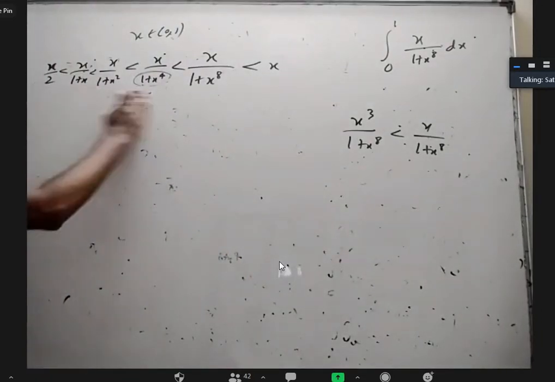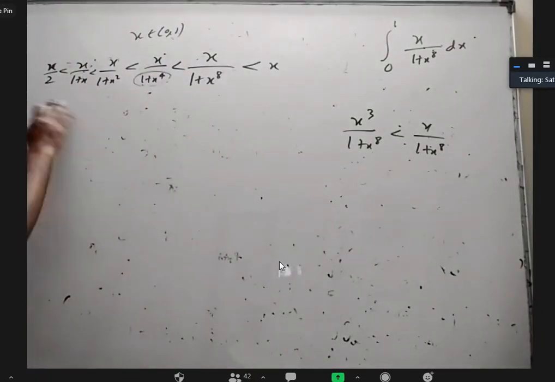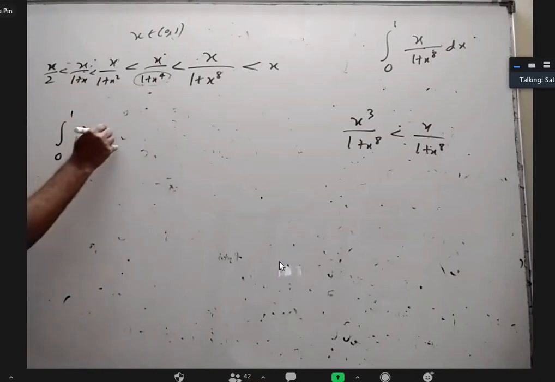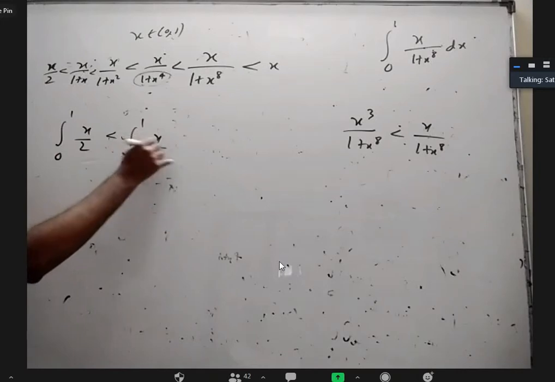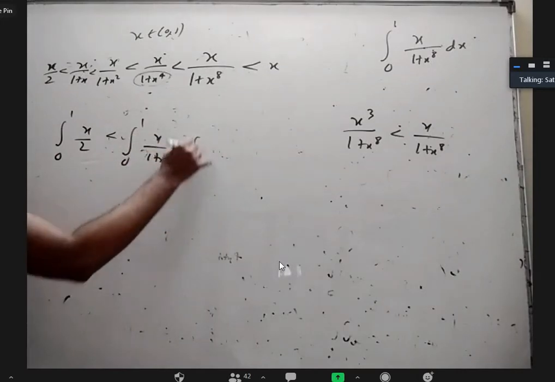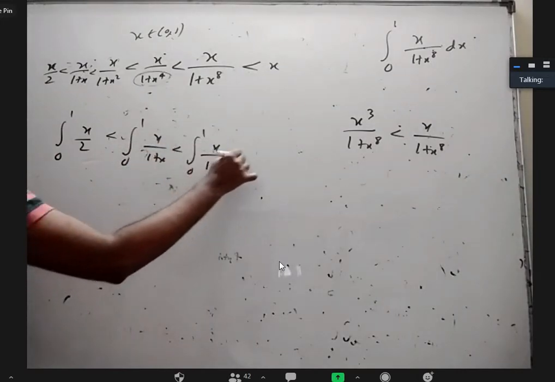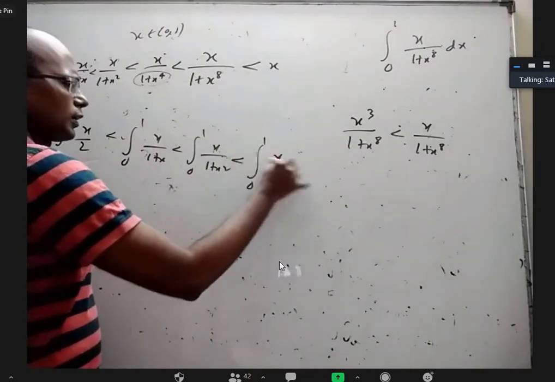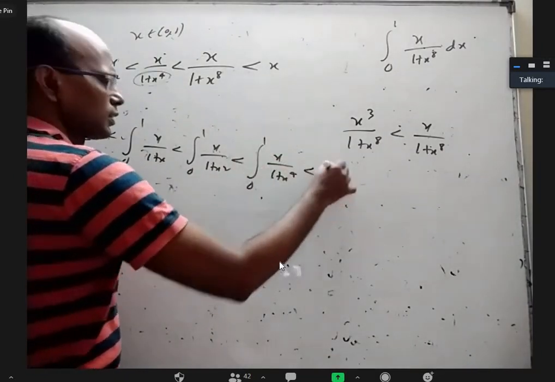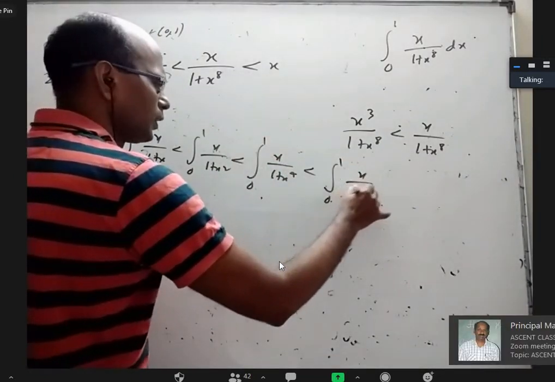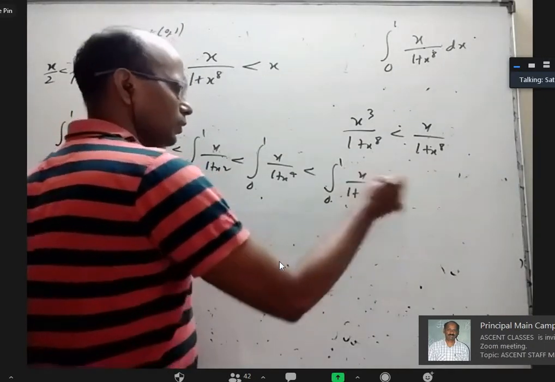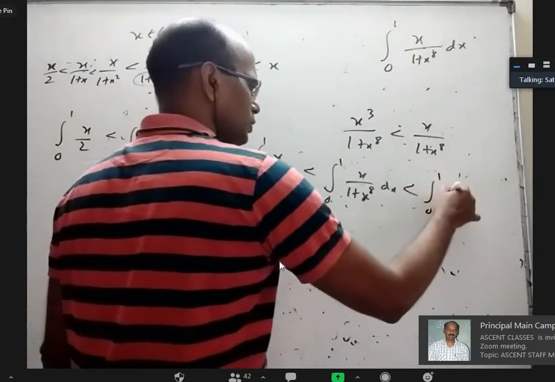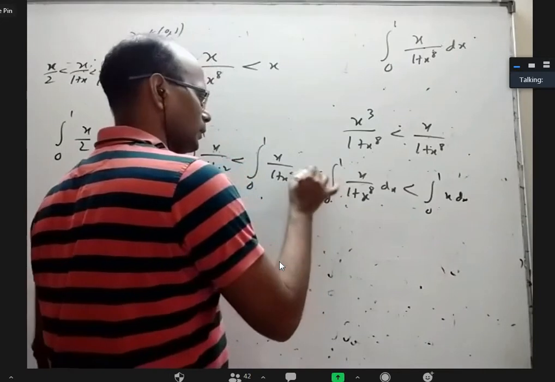So now I can imply for this question, you don't need all these things. I'm just showing you, that's all. The integral from 0 to 1 of x by 2 is less than the integral from 0 to 1 of x by 1 plus x, which is less than the integral from 0 to 1 of x by 1 plus x squared. The integral from 0 to 1 of x by 1 plus x power 4 is less than the integral from 0 to 1 of x by 1 plus x power 8. For dx, I should write it everywhere, 0 to 1 of x.